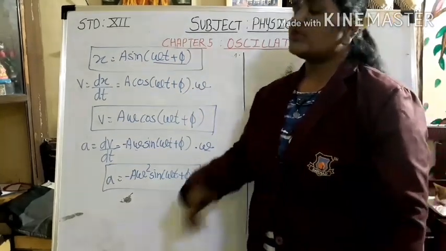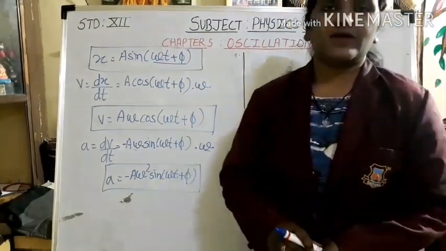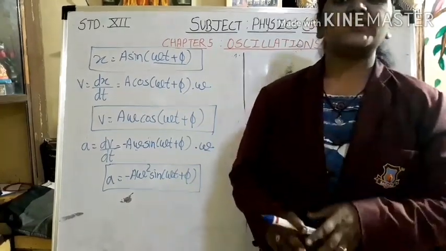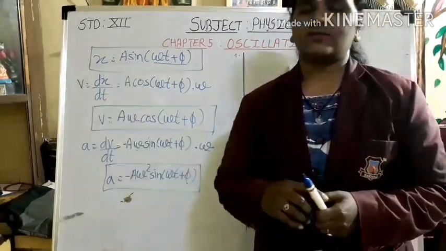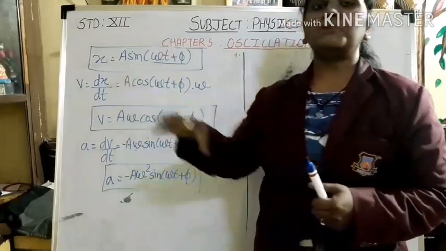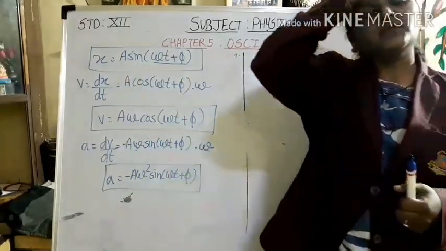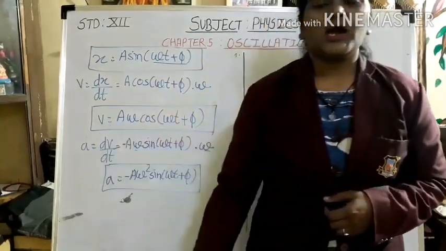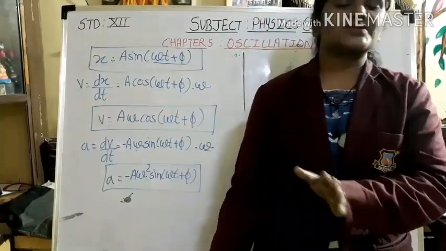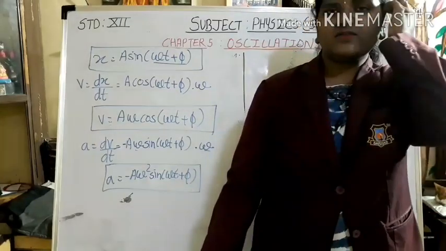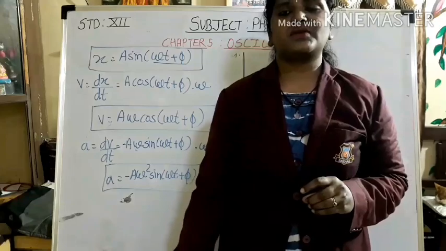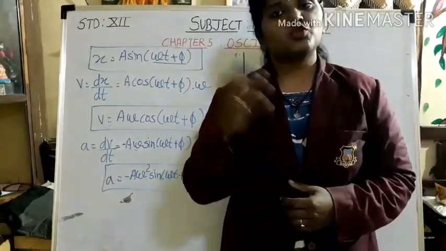Now what next? We can find out values when it is at extreme position and when it is at mean position. What will be the minimum displacement and how much will be the maximum displacement, or for velocity also, how much is the minimum velocity and how much is the maximum velocity. That we can find out by using all these equations.